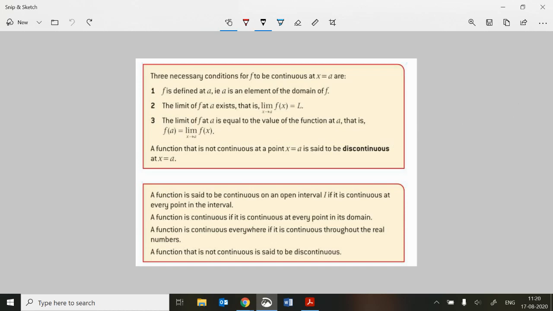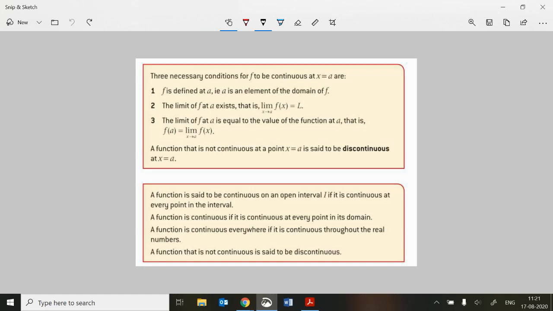Now, a function that is not continuous at point a is said to be discontinuous at point a. If you can find an element in the domain where we are discontinuous, then the function is not a continuous function. It's a discontinuous function.